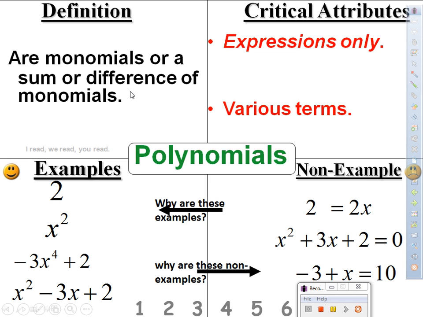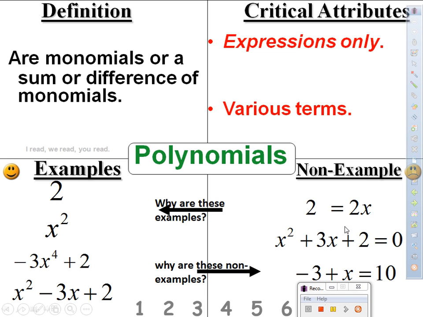Polynomials are monomials or sums and differences of monomials. Let's see. Is 2 a monomial? Yes. Is x squared a monomial? Yes. Is negative 3x to the 4th plus 2 a monomial? No. It's a binomial. How many monomials does it have? 2 of them. That's why it's 2 terms. This one is a trinomial. How many monomials does it have? 3. 1, 2, 3. All right.